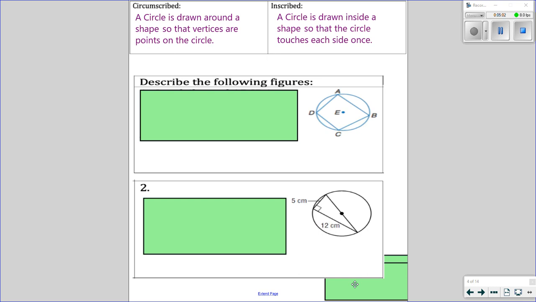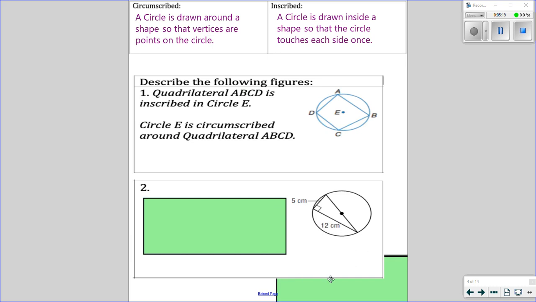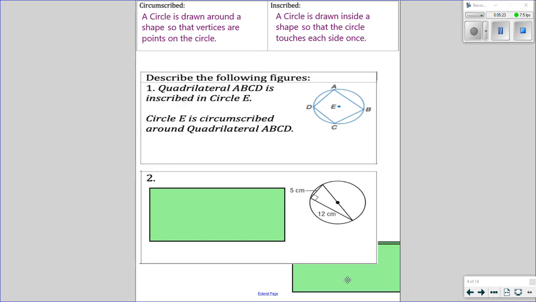Inscribe means inside a shape. So we have two examples, and they want us to describe the following figures. The first one, we see a circle, E, and a quadrilateral, ABCD, that is drawn inside. If we had to describe both of the figures, we would say that quadrilateral ABCD is inscribed in circle E, drawn inside, and circle E is circumscribed around quadrilateral ABCD.